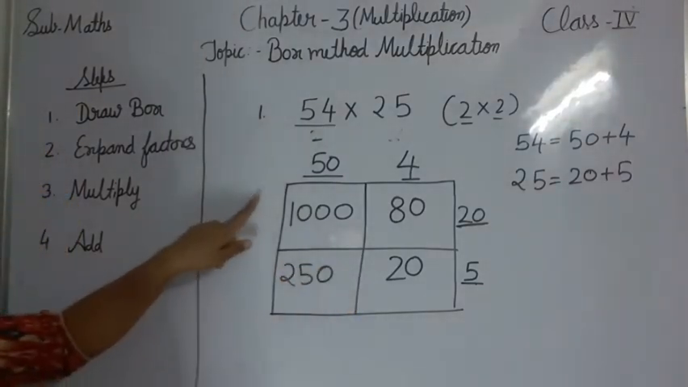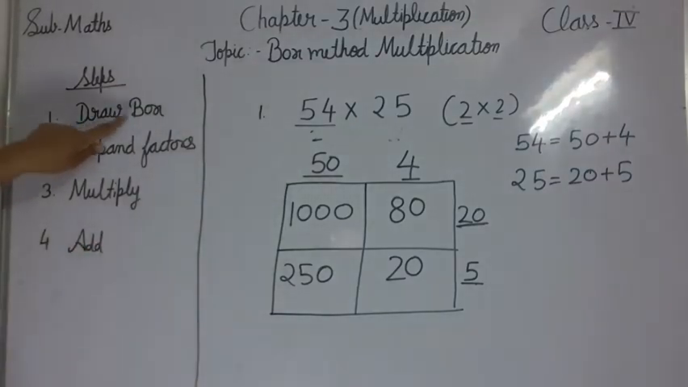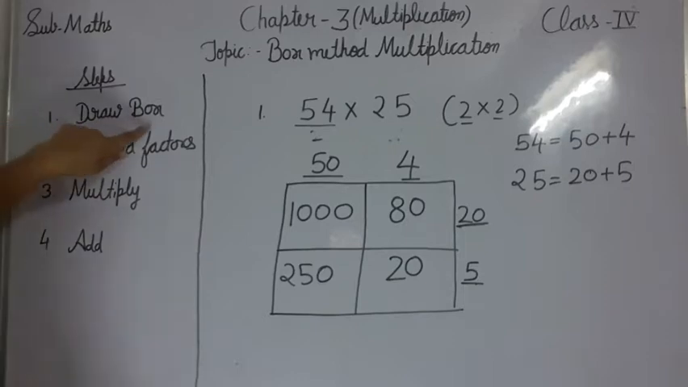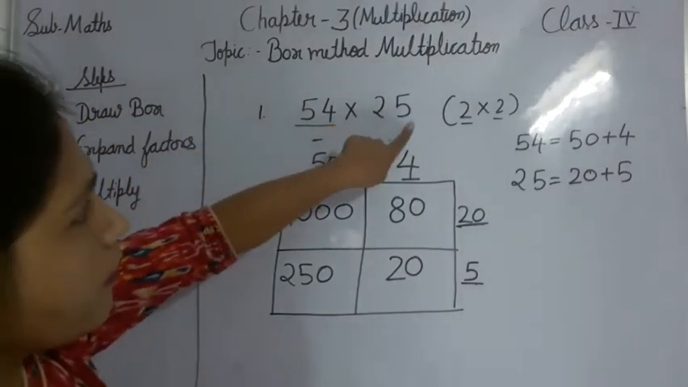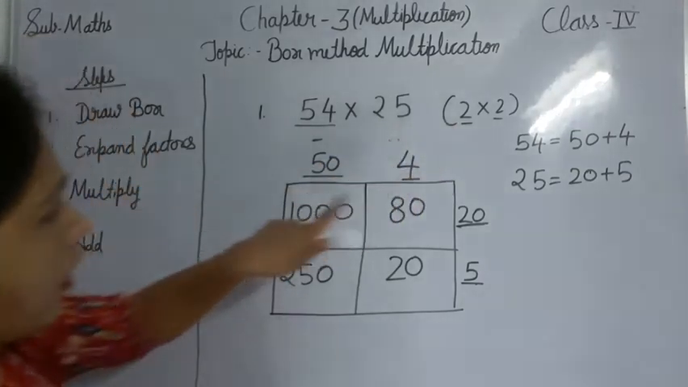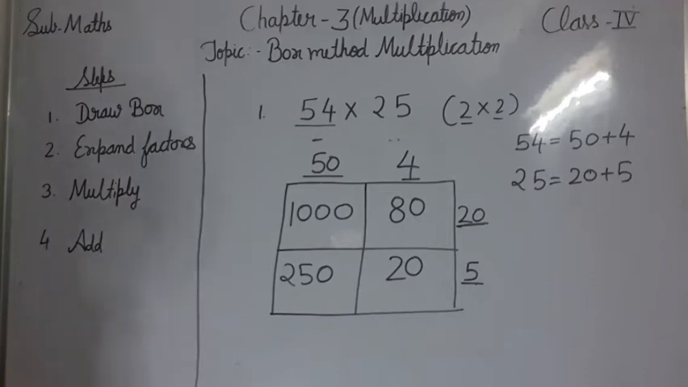Till here I am repeating again. First you need to draw the box. Which box do you have to draw? It is a 2 digit number by a 2 digit number, so 2 rows and 2 columns. This is the first step. The second step, expanded factors.